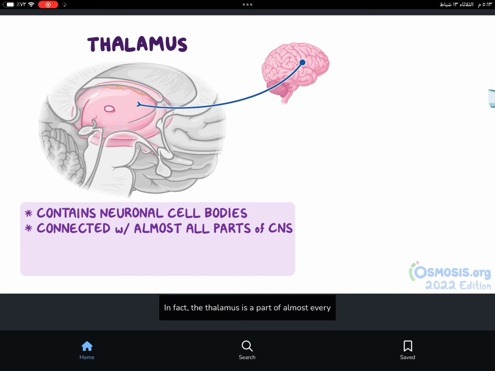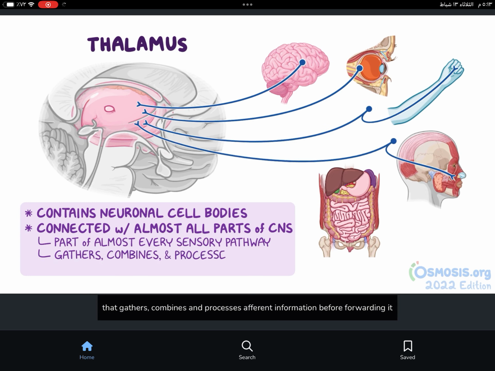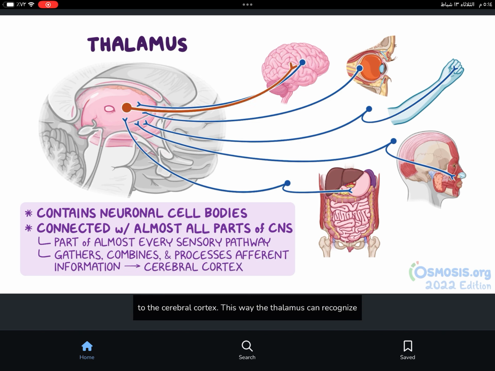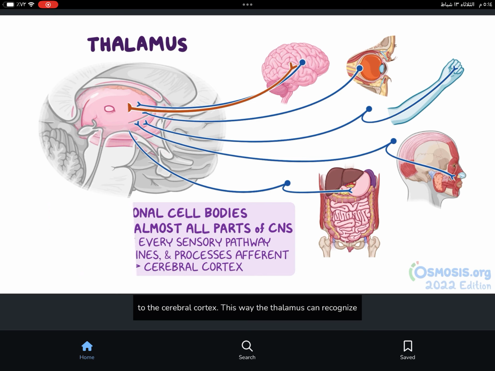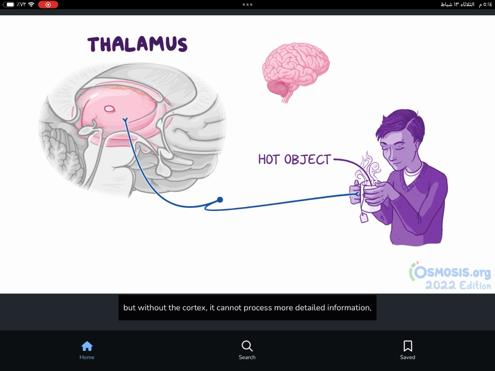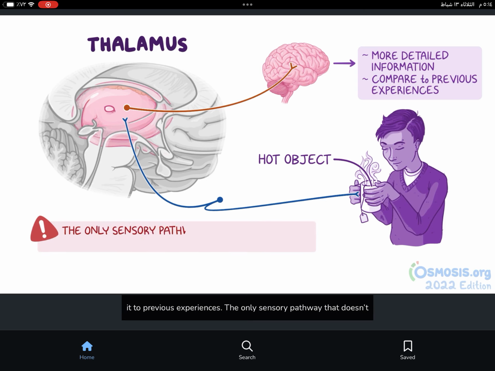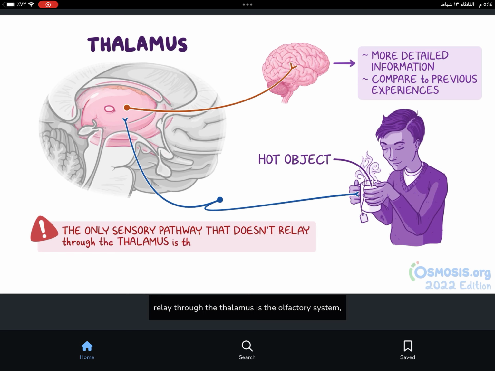In fact, the thalamus is a part of almost every sensory pathway, where it serves as a major relay station that gathers, combines, and processes afferent information before forwarding it to the cerebral cortex. This way, the thalamus can recognize that there is a hot object in our hands, but without the cortex, it cannot process more detailed information, like the shape and weight of the object, or compare it to previous experiences. The only sensory pathway that doesn't relay through the thalamus is the olfactory system, which enables us to smell.